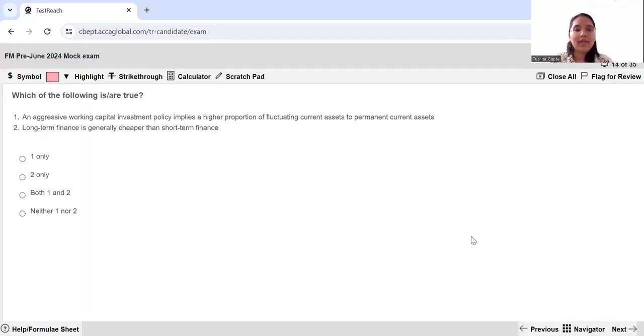Which of the following statements is or are true? An aggressive working capital policy implies a higher proportion of fluctuating current assets to permanent current assets. This is absolutely incorrect. The aggressive investment policy will be the one which has a lower amount invested in your working capital. So higher proportion, this itself makes the statement wrong.